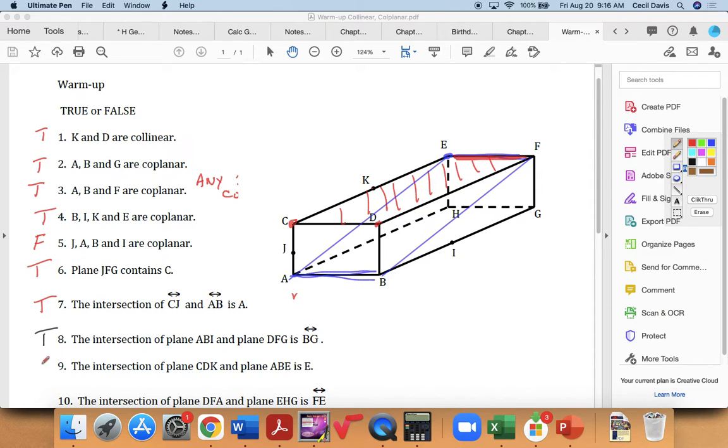So this is actually false. It should be line EF, not just point E. E is part of the intersection, but it's not the entire intersection. It's not all the points that they have in common.